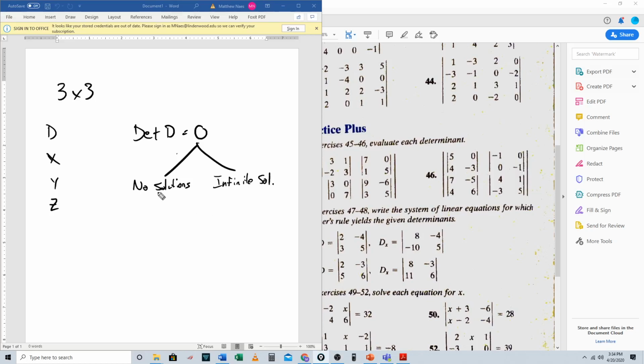All right. Now, in order to get no solutions, the determinant of x, the determinant of y, and the determinant of z, none of these can equal 0. For infinite solutions, at least one of these can't be 0. Okay, so if all of them are 0, like this one, if all of them are 0, this is an infinite solution.